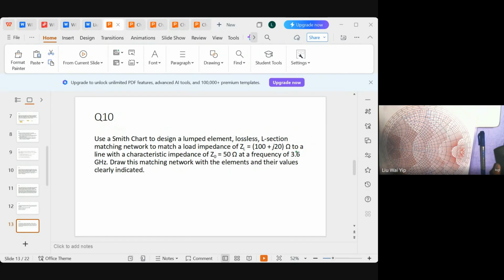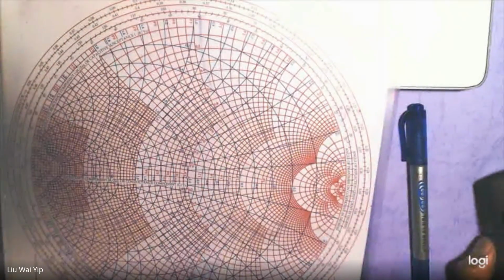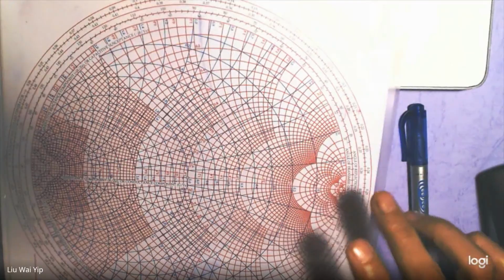The question did not dictate which topology you are going to use, whether it's high pass or low pass. You just need to do it. And I presume that we need to disclose two solutions. Okay, so now I'm going to stop the screen sharing, and then you are all looking at the Smith chart.